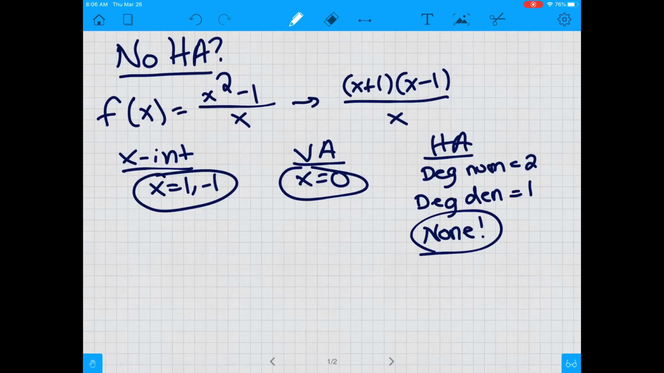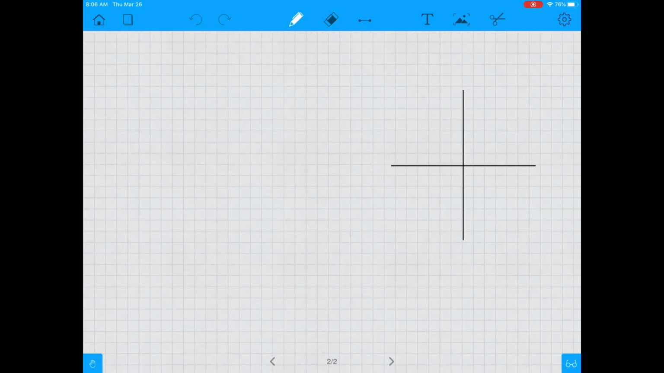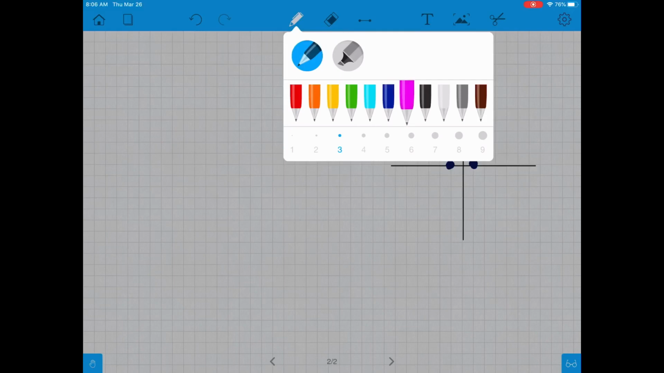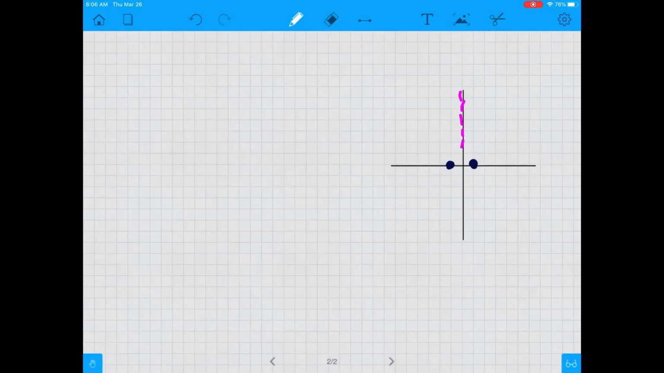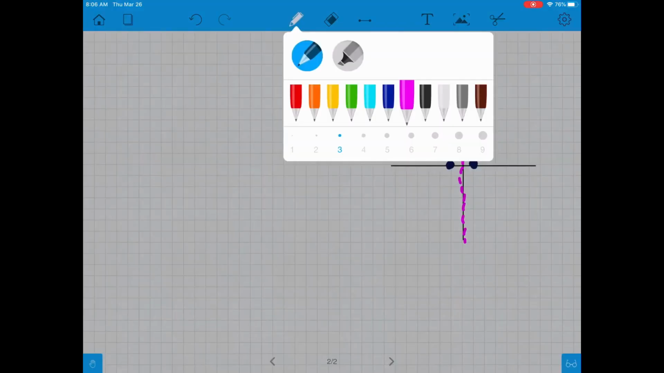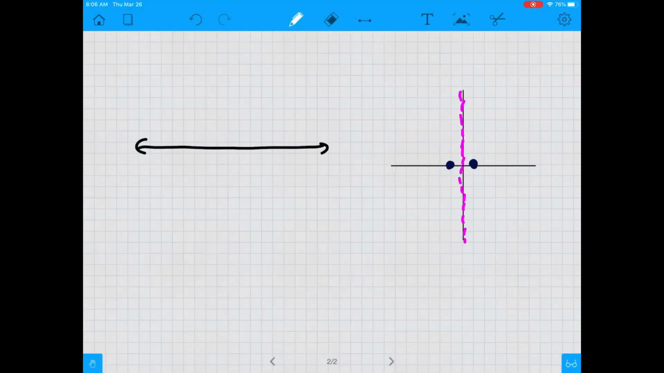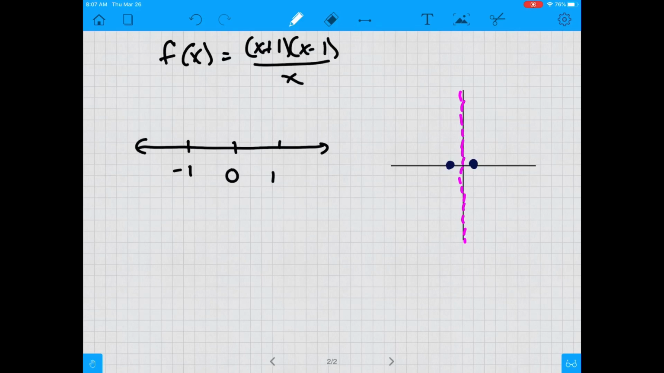So when I go to draw my picture for this, I go over here, because now I have my graph set up. I know I have x-intercepts at 1 and negative 1. I know that I have a vertical asymptote at 0. And so now, to figure out what this looks like, I'm going to make my number line for you. Here's my number line. On here I'll have negative 1, 0, and 1.